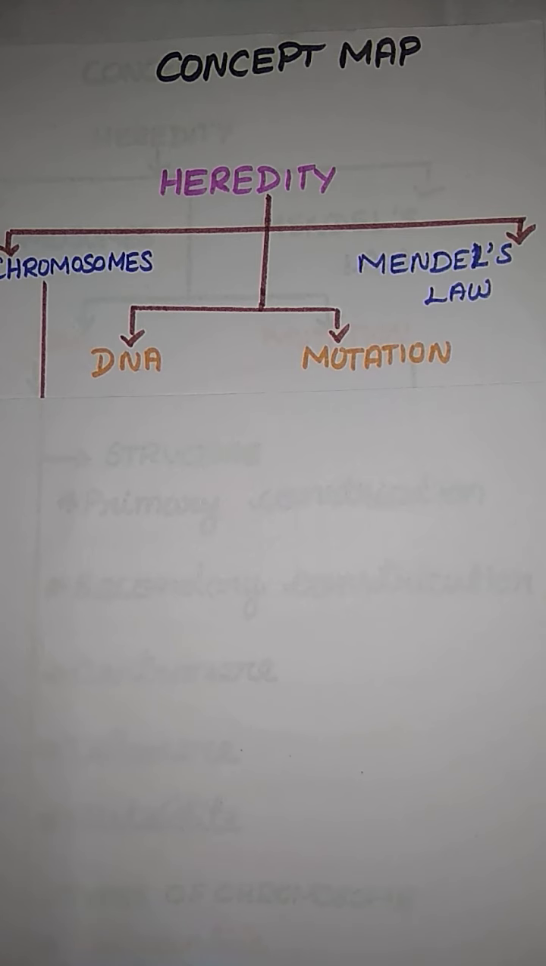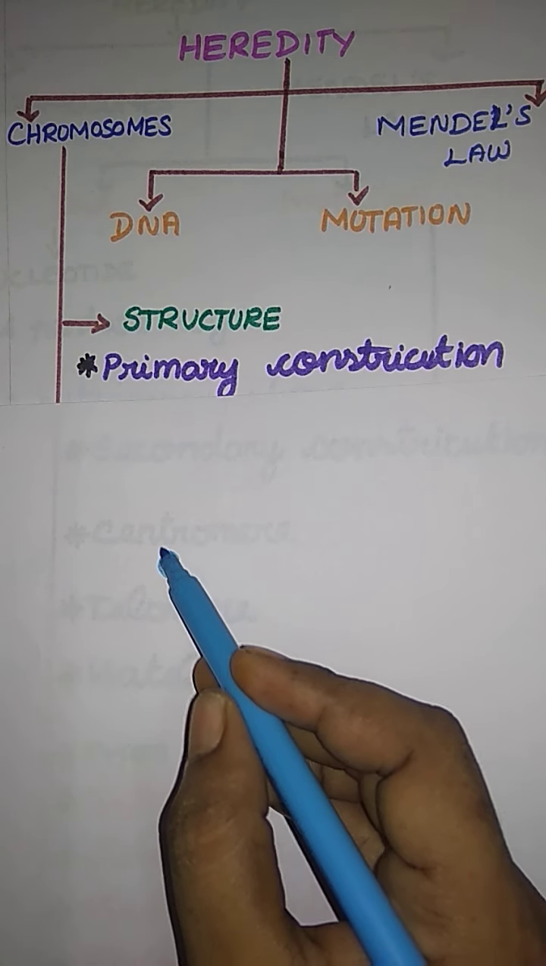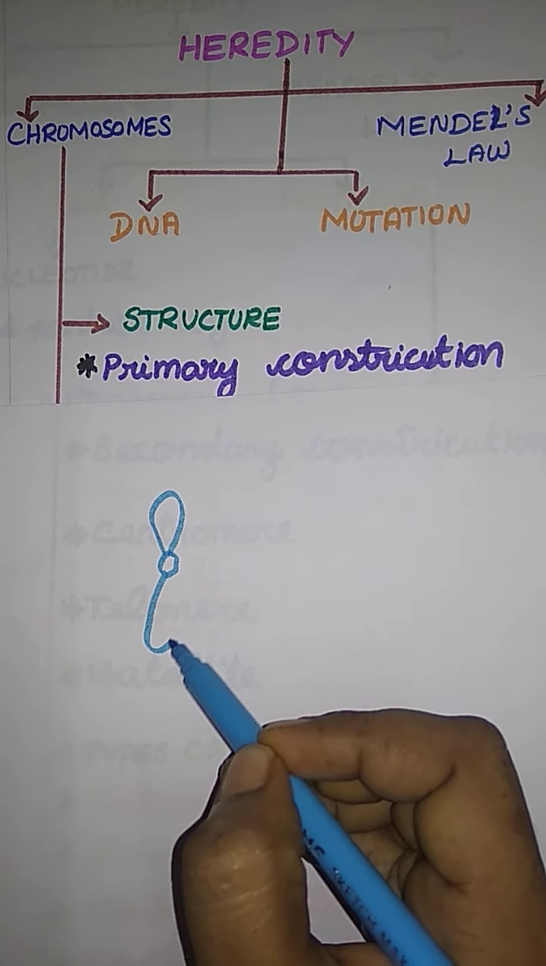And next in this concept map, first we are going to discuss the chromosome. What parts are involved in it, or what are the important words involved in the chromosomal part. First thing, there are also some types and functions of chromosomes. First, the structure of chromosome. Here the primary constriction means they have some strands of chromatid part.